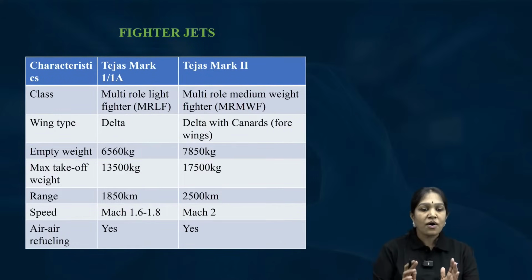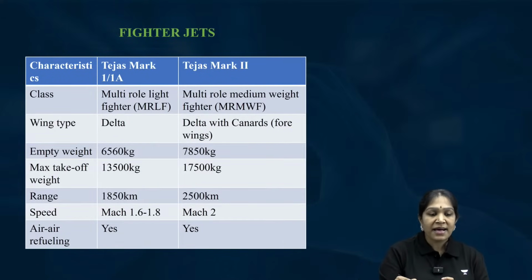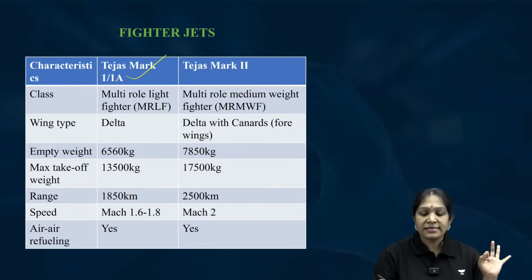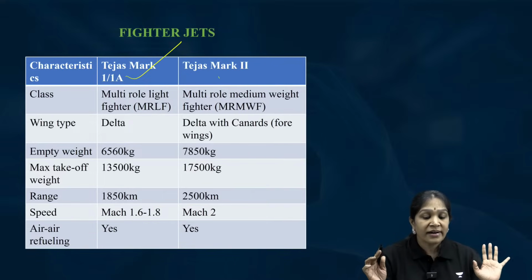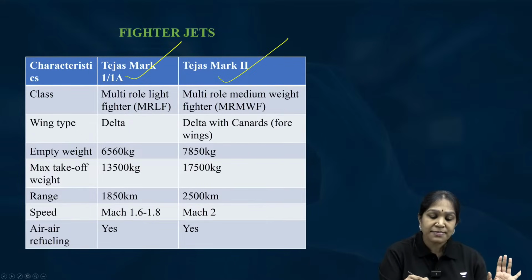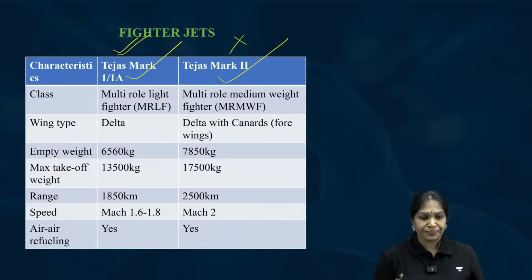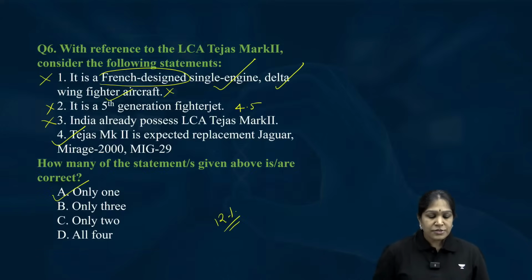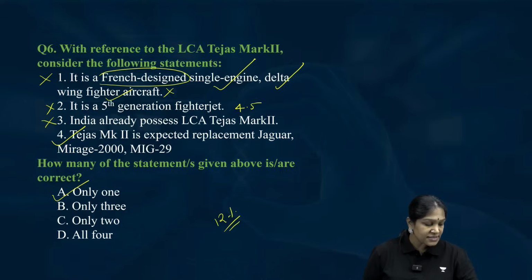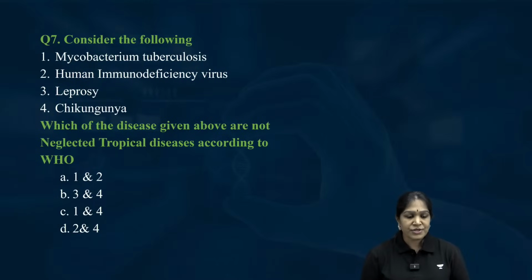So this is all the information about Tejas Mark 1A and Tejas Mark II. Both are different. We already have Tejas Mark 1A. We do not have Tejas Mark II. Don't get confused between these two. Is it clear? Okay. So, only one statement is correct, and the fourth statement is correct. That's all with this question. Moving on to the next question.